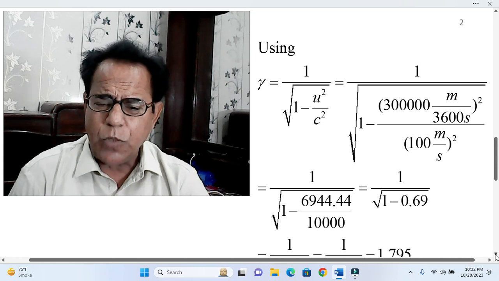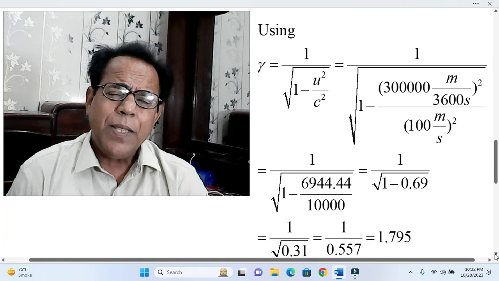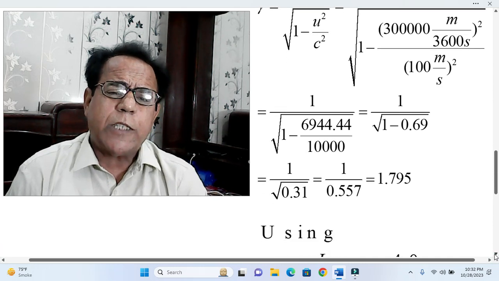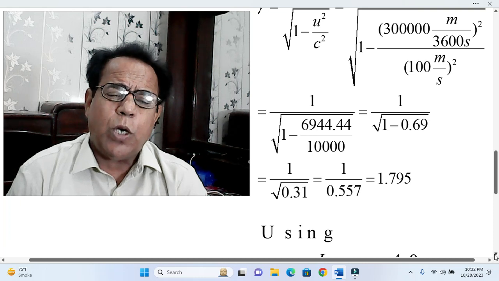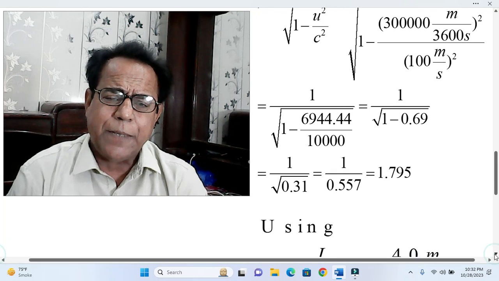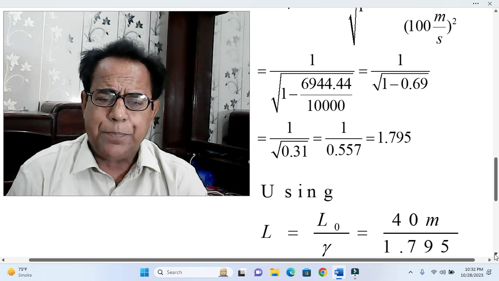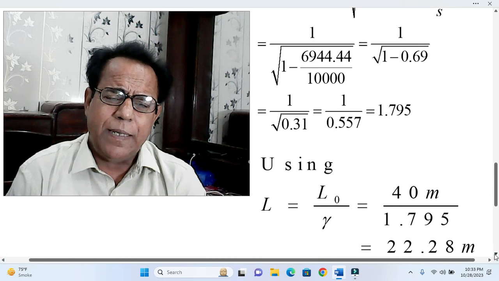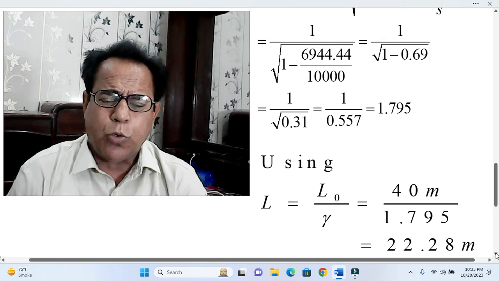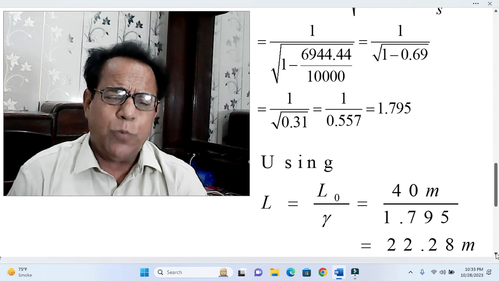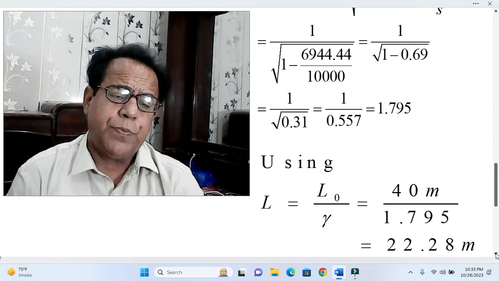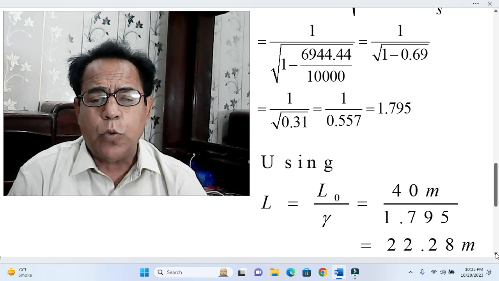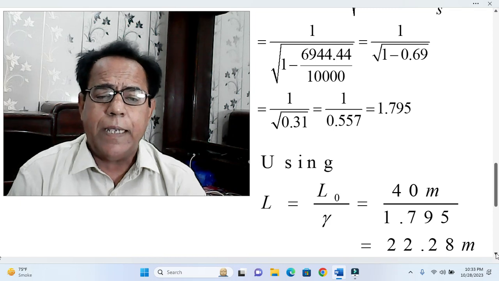Okay, so dear students, next, just a simplification. I am not going to explain this simplification because this simplification is just school level mathematics, and if I explain it step by step, it will almost amount to wastage of time. Okay, so our Lorentz factor gamma has finally become equal to 1.795.